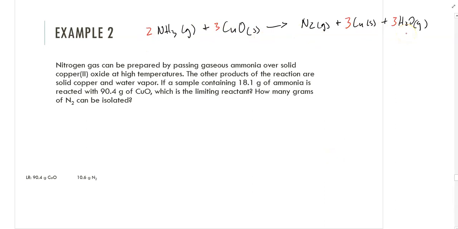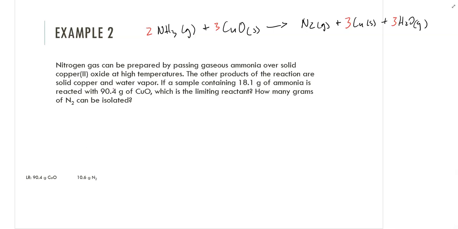Now, this problem says that you have a sample containing 18.1 grams of ammonia. It's reacted with 90.4 grams of copper oxide. Which one is your limiting reagent? How many grams of N2 can be isolated? Once again, we're given amounts of each reactant, 18.1 grams and 90.4 grams, and we're being asked to solve for the limiting reagent. So it's a limiting reagent, or limiting reactant, problem.